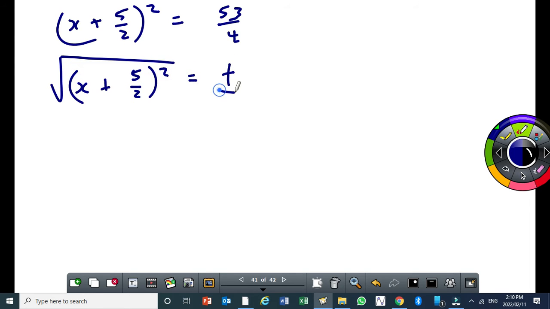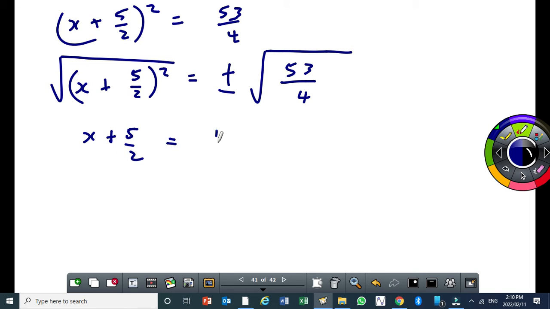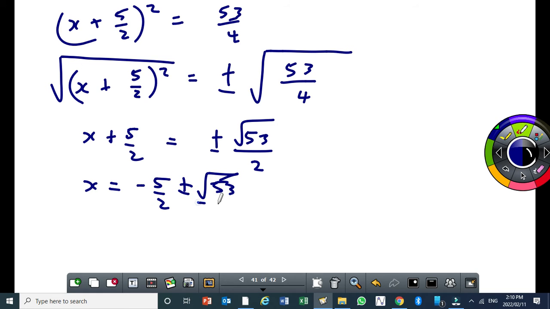Okay. The moment you take square root, you must write plus or minus on the right hand side. The square root of 53 over 4. And this will give you x plus 5 over 2 is equal to plus or minus the square root of 53 over 2, because 4 is a perfect square. Based on the division law of surds, you can find the square root of the 4, which is a 2. Then from here, we take the 5 over 2 to the right, we get minus 5 over 2 plus or minus the square root of 53 all over 2.